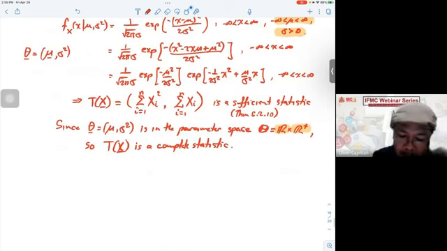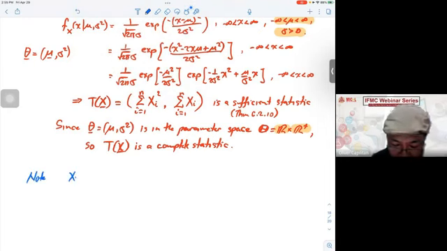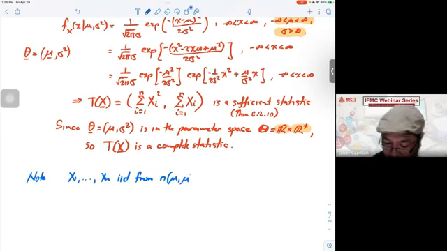Kunwari, ito. Let's have a note here. Nandun ito sa book, no? Note. Na kunyari, meron tayong x sub 1 up to x sub n. And this time, random sample din ito from a normal distribution with mean mu and variance mu square. What is our parameter here?